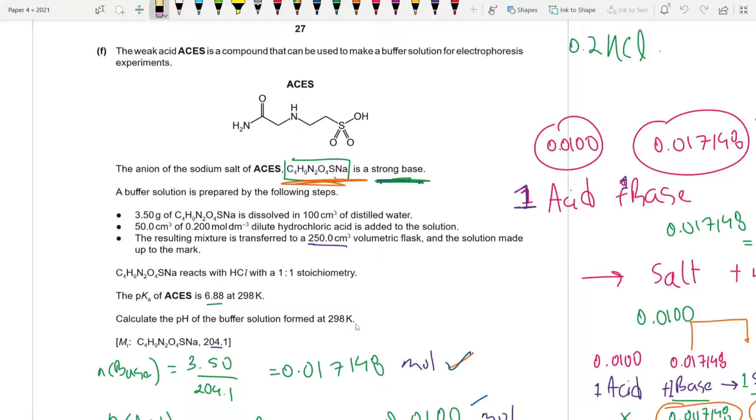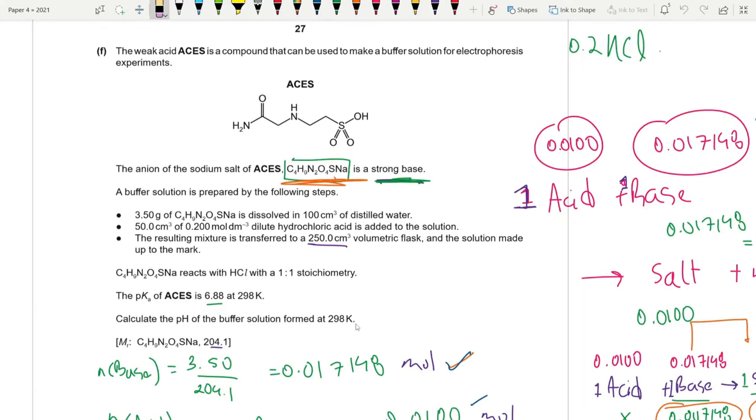Okay, so what will happen? As we know, the anion of the sodium salt aces is a base. That base will react with acid, right? A neutralization reaction will occur, but one of them is in excess, right? Let's see what the math is.